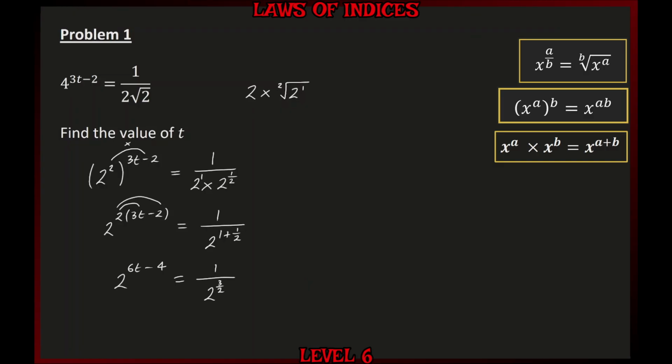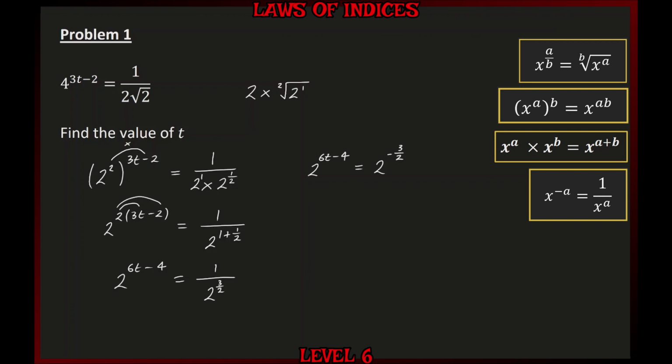Now staying on the right hand side of the equation, we can use this law to rewrite 1 over 2 to the power of 3 over 2 as 2 to the power of minus 3 over 2. And our left hand side for now remains as 2 to the power of 6t minus 4.